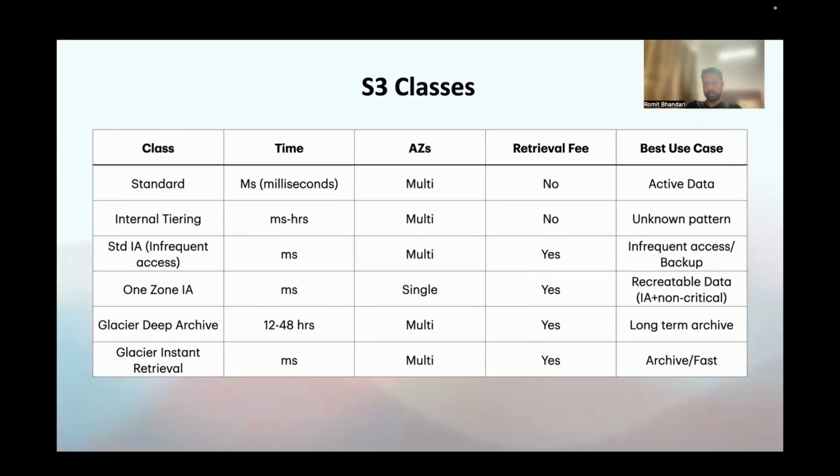One zone infrequent access, now this will be only single AZ. So basically durability-wise it would be a little bit lower than other classes, and this is more for re-creatable data which is non-critical. Infrequently accessed and non-critical.